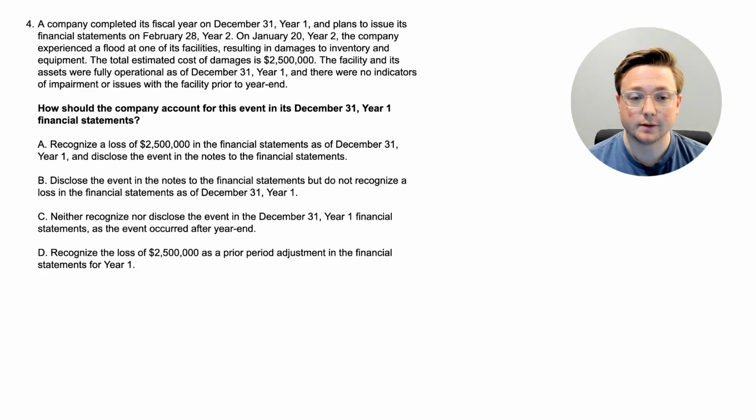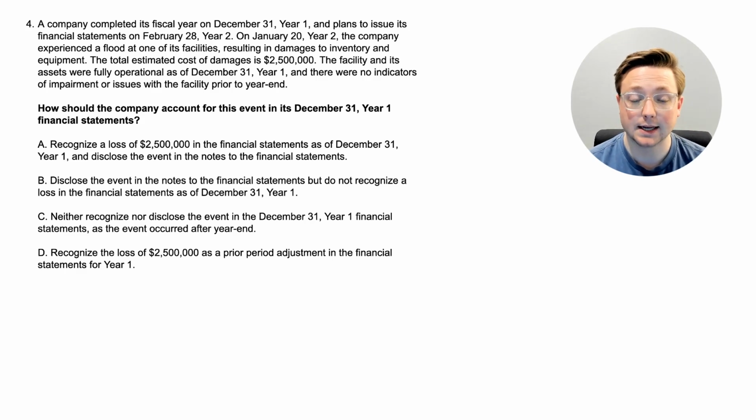All right, here we are at question 4. How should the company account for this event in its December 31st, year 1 financial statements? A company completed its fiscal year on December 31st, year 1, and plans to issue its financial statements on February 28th, year 2. On January 20th, year 2, the company experienced a flood at one of its facilities, resulting in damages to equipment and inventory. The total estimated cost of damages is $2,500,000.